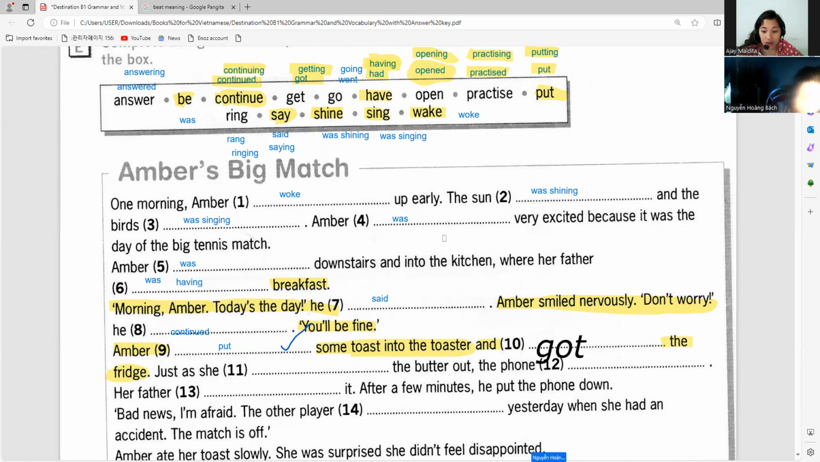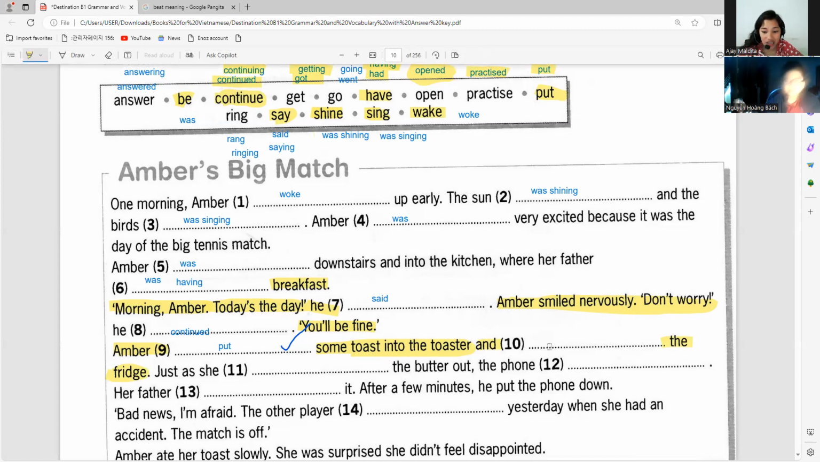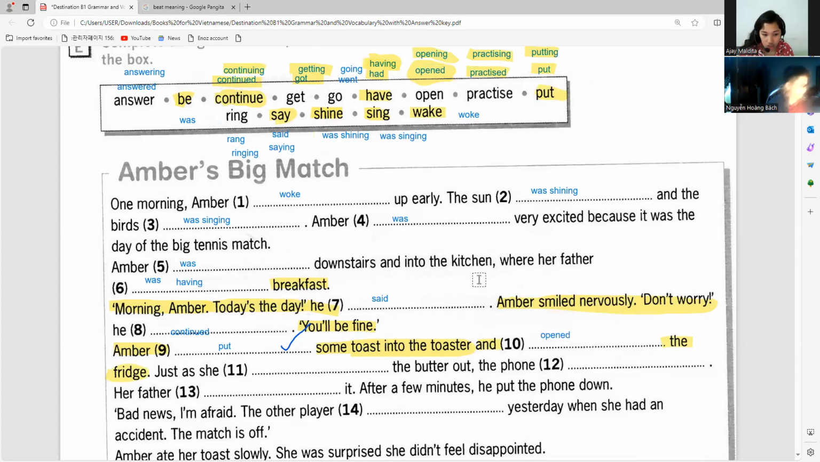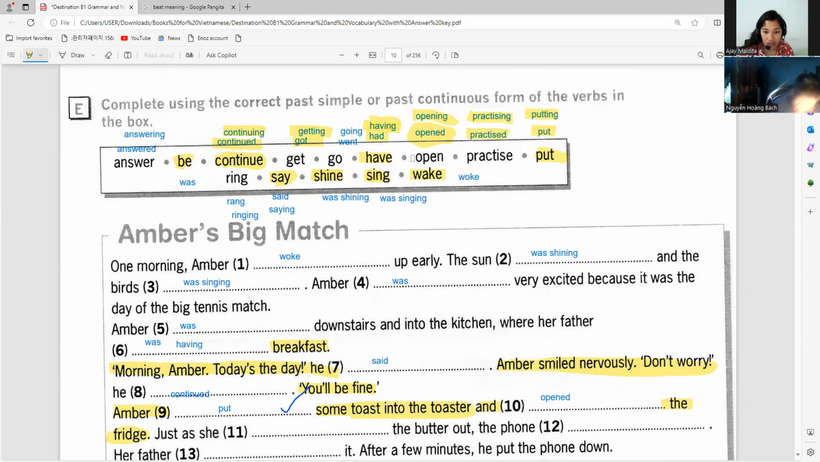Okay. Oh, your answer is get. Okay, another answer. Choose another answer. Last chance. Okay. Some toast into the toaster and what? Got. Okay, your answer is got. So this one won't, but you say opened. Okay, opened the fridge. You will put some toast in the toaster and opened the fridge. Okay, so this is done.